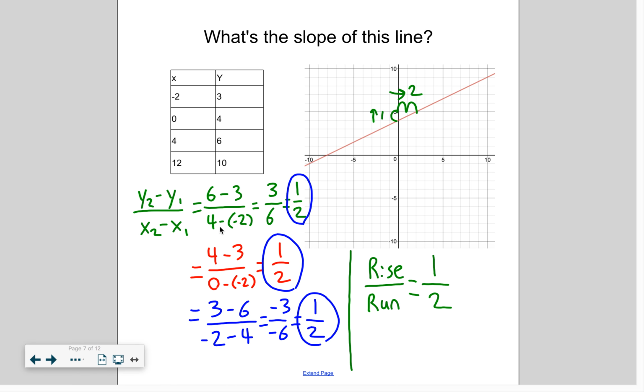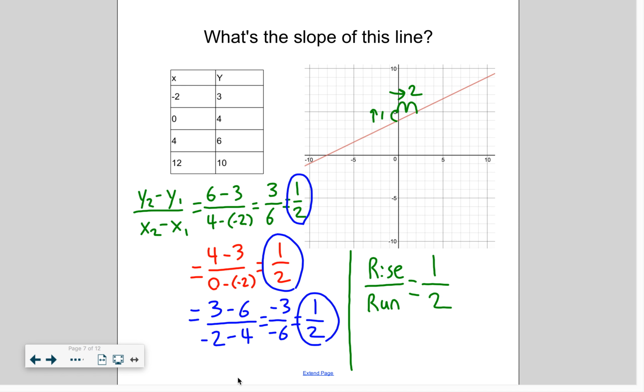And then over here on my x's, I subtracted the 4, which went with that 6. So 6 and 4 are right on top of each other. Took that 4 and I subtracted negative 2. So that got me 3. 6 minus 3 is 3. 4 minus negative 2 is the same thing as 4 plus positive 2. And that got me positive 6. And that can be simplified to 1/2.